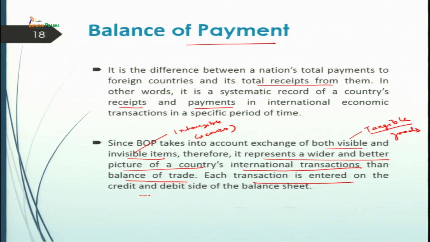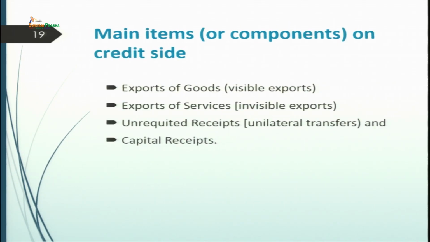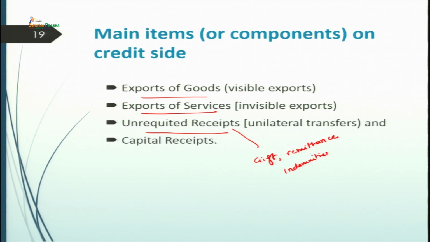Each transaction is entered on the credit and debit side of the balance sheet. The main items on the credit side are the export of goods, export of services, and unrequited receipts. Now what are unrequited receipts? These include gifts, remittances, and even indemnities. The capital receipts are also going to be part of the credit side of the balance of payment.